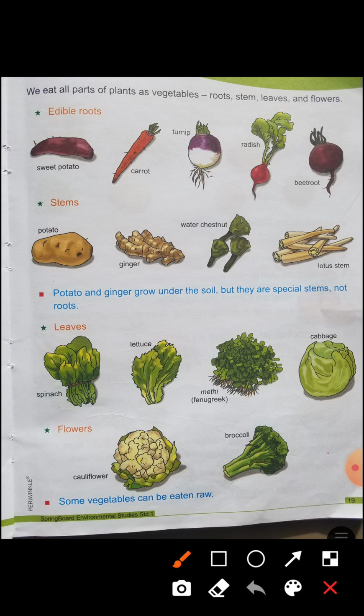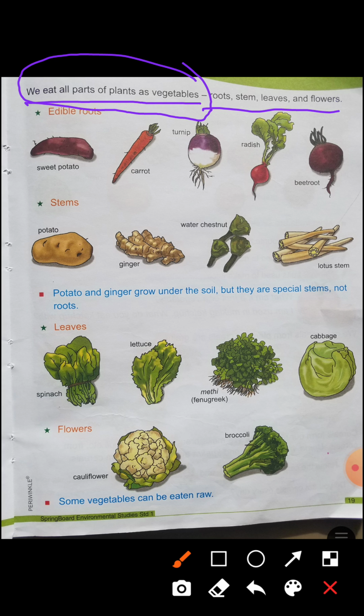Here you see, students, we eat all parts of the plant as vegetables. So what are the parts we know? That is the root part, stem part, leaf part, and flower part. There are four parts of the plant: first is the roots part, stem part, leaf part, and flowers part.